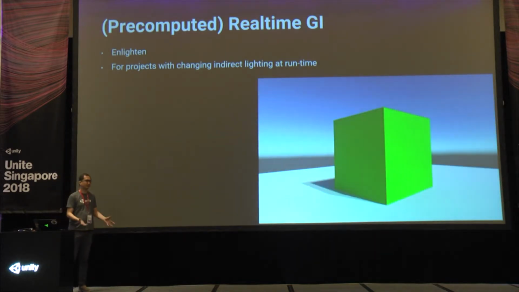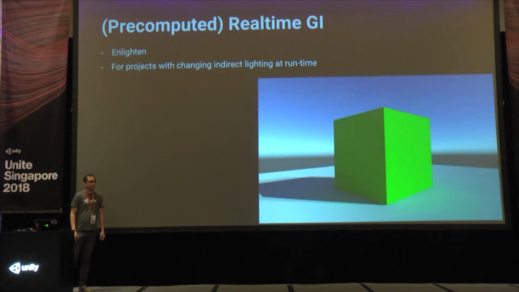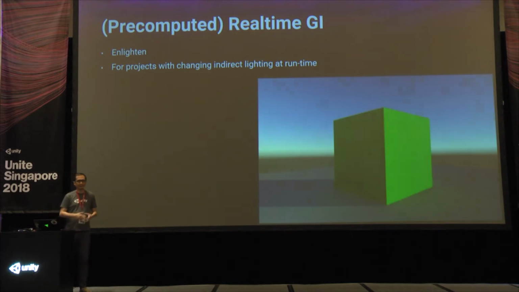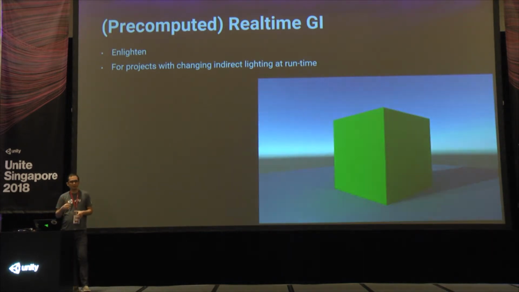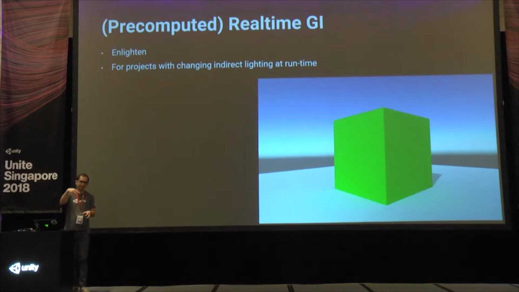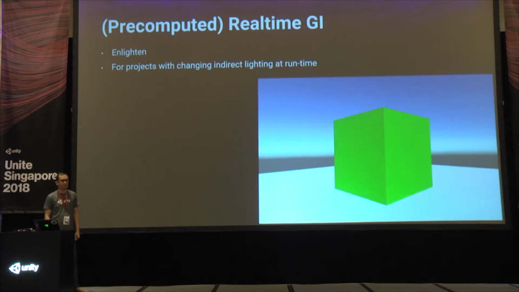So how would you decide, should I go with real-time GI or baked GI? For real-time GI, this is handled by Enlighten. And the question you should ask is, does my game require changing indirect lights? Or do my lights change? If it does, then maybe real-time GI is the solution for you.